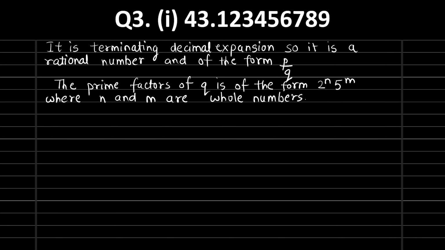So first of all, just check whether the decimal expansion is ending after some point or not. If it is ending, definitely it is a terminating decimal expansion. And if it is a terminating decimal expansion, it is going to be a rational number which can be written in the form of p by q. So the prime factorization of q will include 2 and 5 only as its prime factors. So it will be of the form 2 raised to n into 5 raised to m, where n and m are whole numbers.